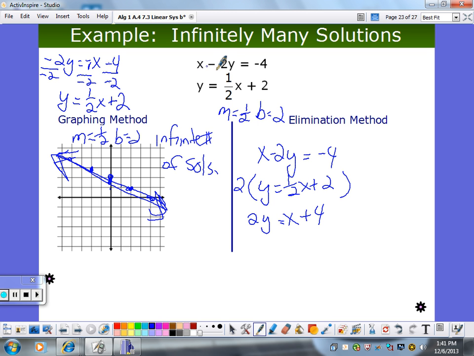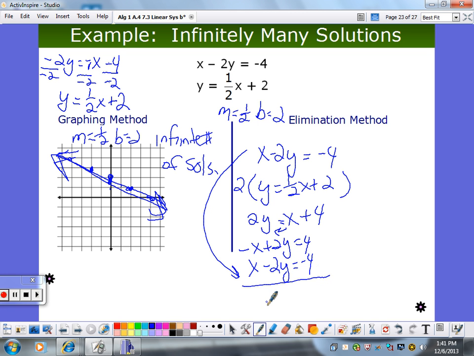And now I need to be in the same format. This one's a standard form. I'll do that. Let me move the x to the other side. Okay, so that's the second one. Let me rewrite that guy under it. x minus 2y equals -4.